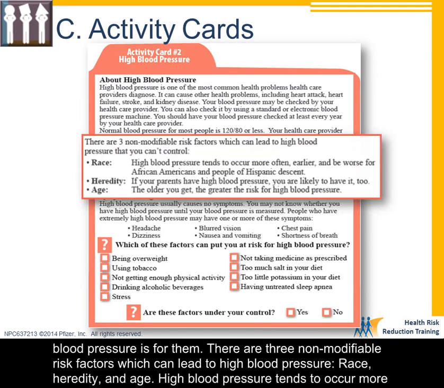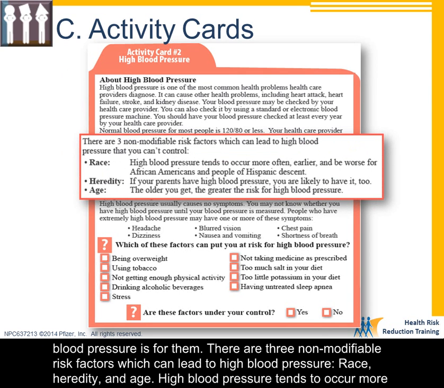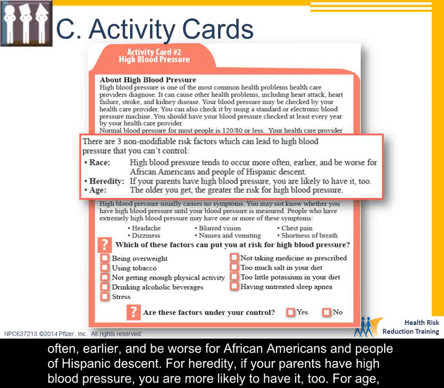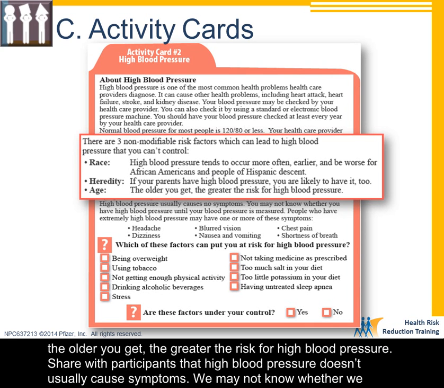There are 3 non-modifiable risk factors which can lead to high blood pressure: race, heredity, and age. High blood pressure tends to occur more often, earlier, and be worse for African Americans and people of Hispanic descent. For heredity, if your parents have high blood pressure, you are more likely to have it too. For age, the older you get, the greater the risk for high blood pressure.